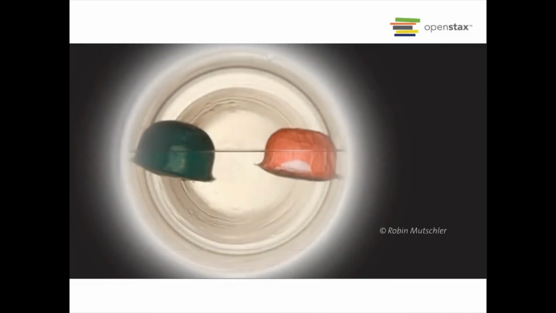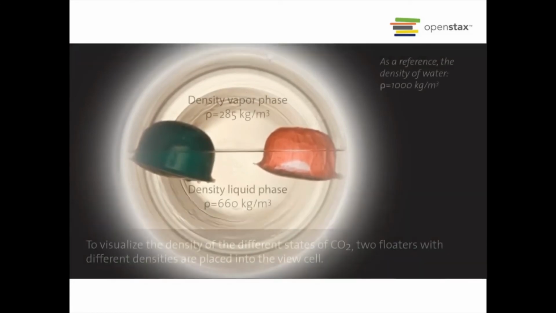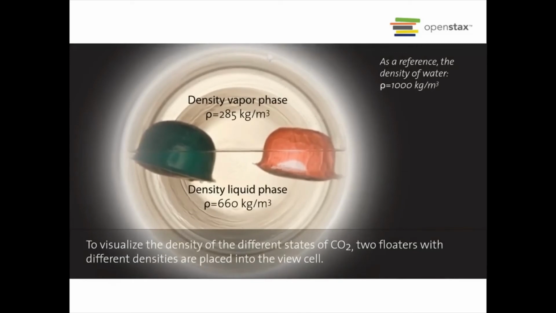So we have this chamber, and it's got the green and the red floats in it, starting at a temperature of 28 degrees Celsius and a pressure of 69 bar. You can see vapor and liquid phase coexisting here to start with, and you can also see where the current liquid line is. The density of the vapor phase is 285 kilograms per cubic meter. The liquid is 660, and water, for reference, is 1,000.